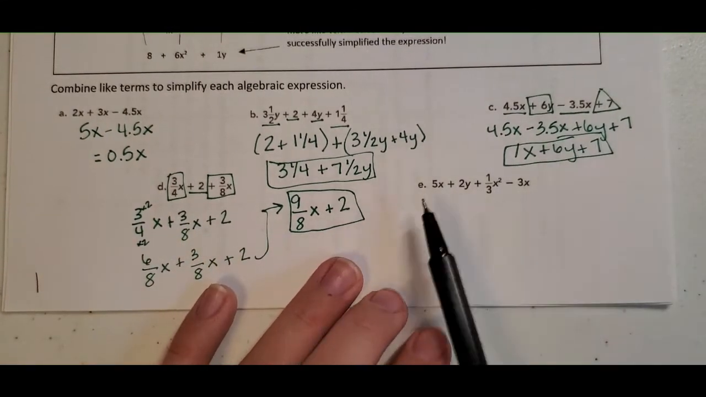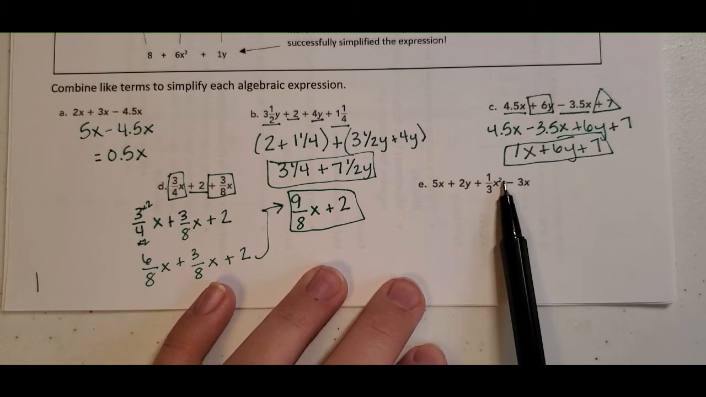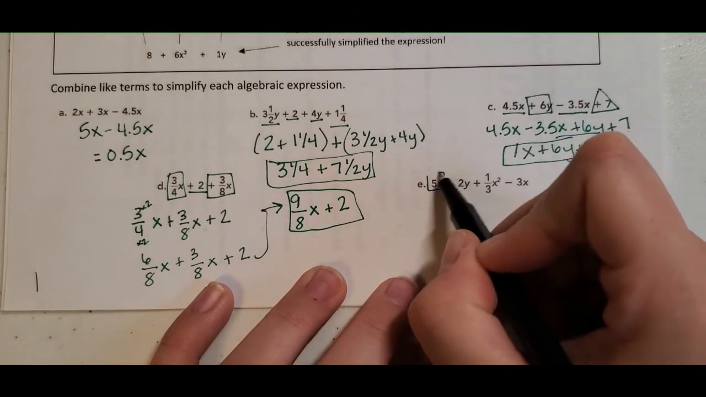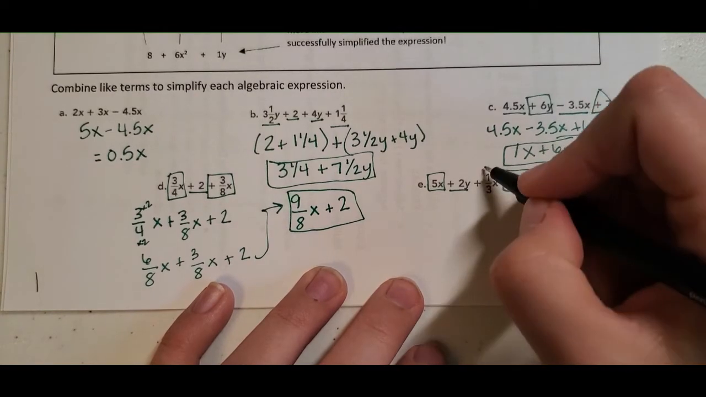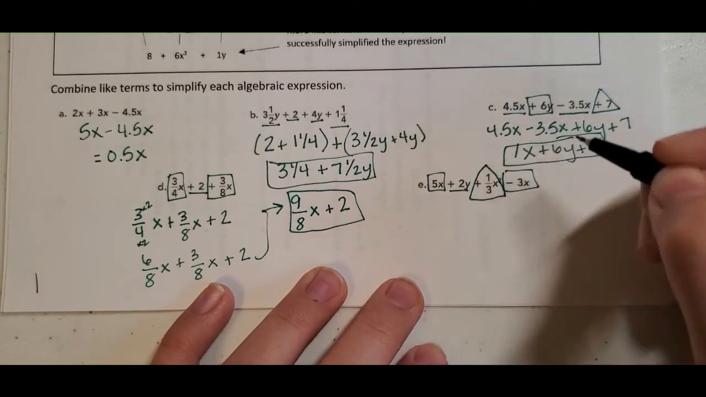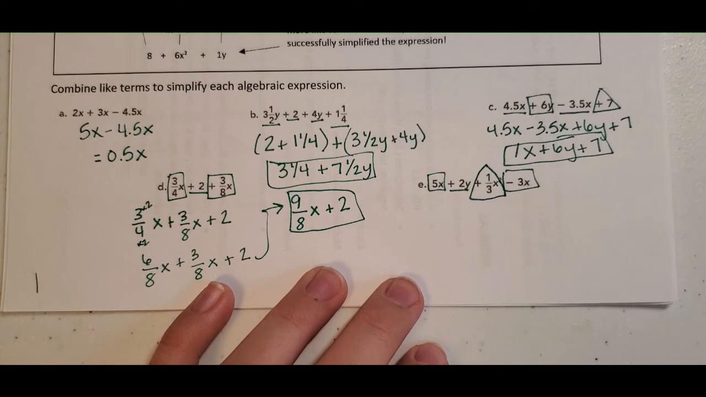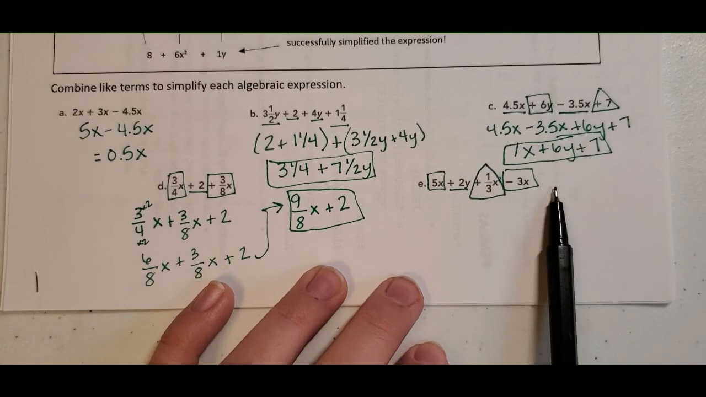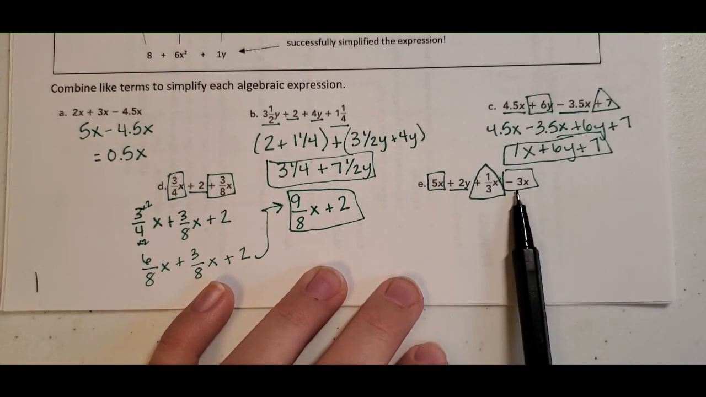And our very last one, E. 5x plus 2y plus 1 over 3x squared minus 3x. Now, I have x's, I have a y, and I have x squared. Now, with combining like terms, it's not just the variable, but it's also the exponent with the variable. So notice how these don't have an exponent. This one does. So this cannot be combined with our other x's.